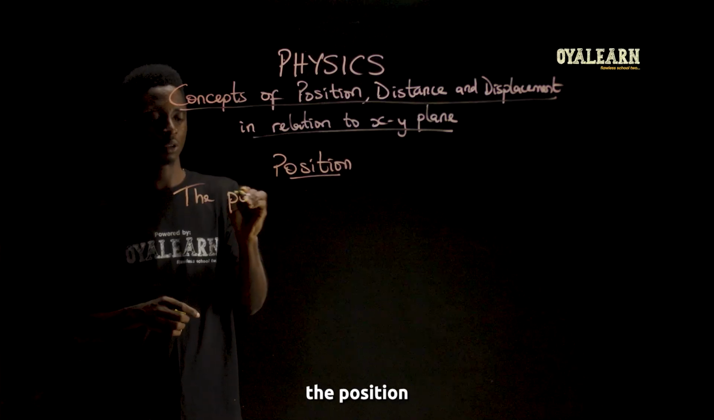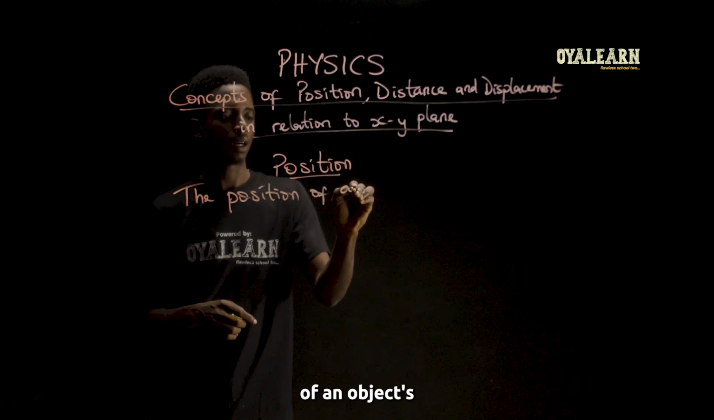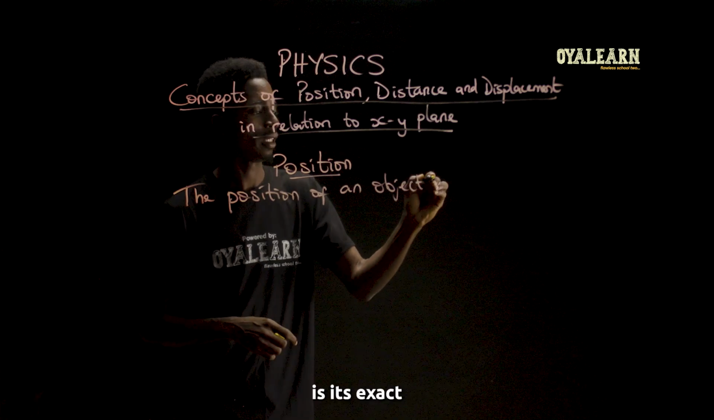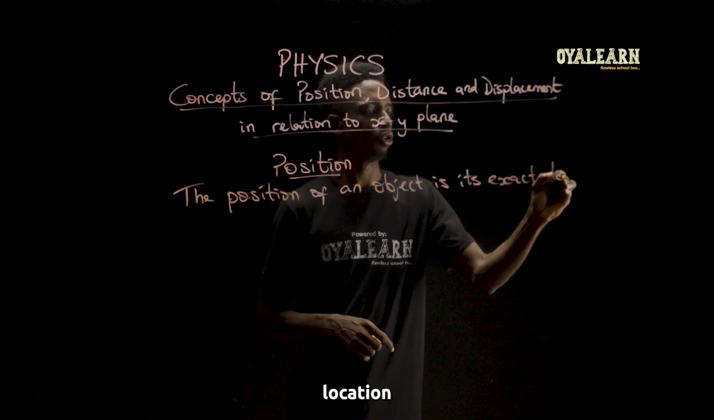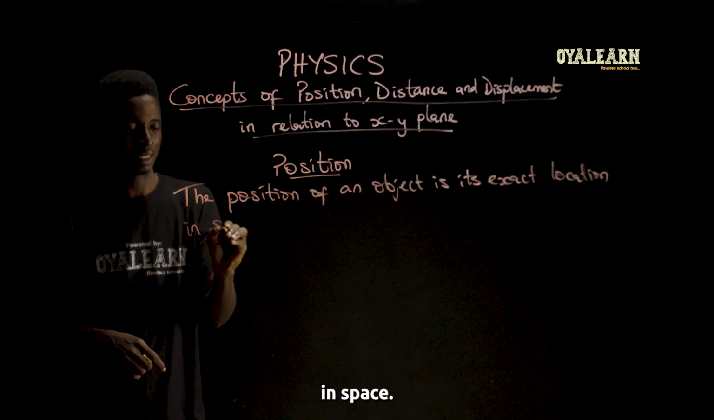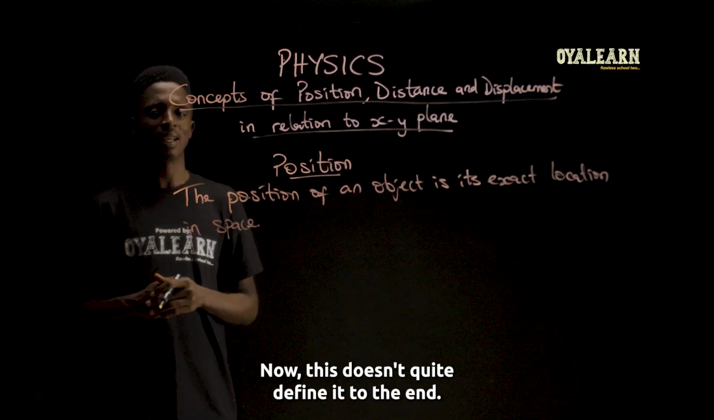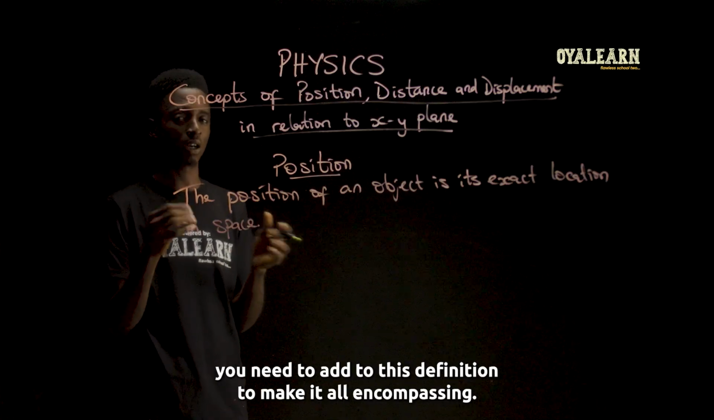The position of an object is its exact location in space. Now, this doesn't quite define it to the end. There are still some things you need to add to this definition to make it all encompassing.